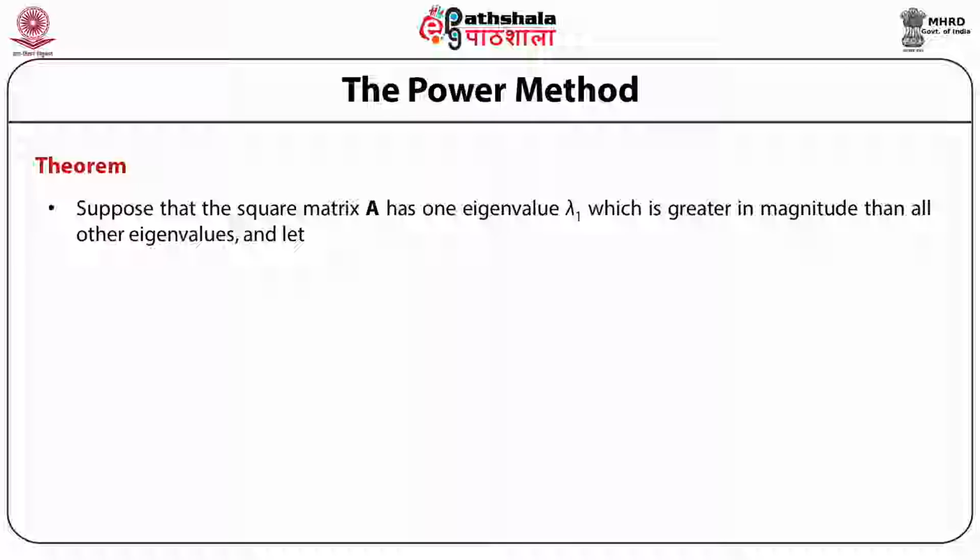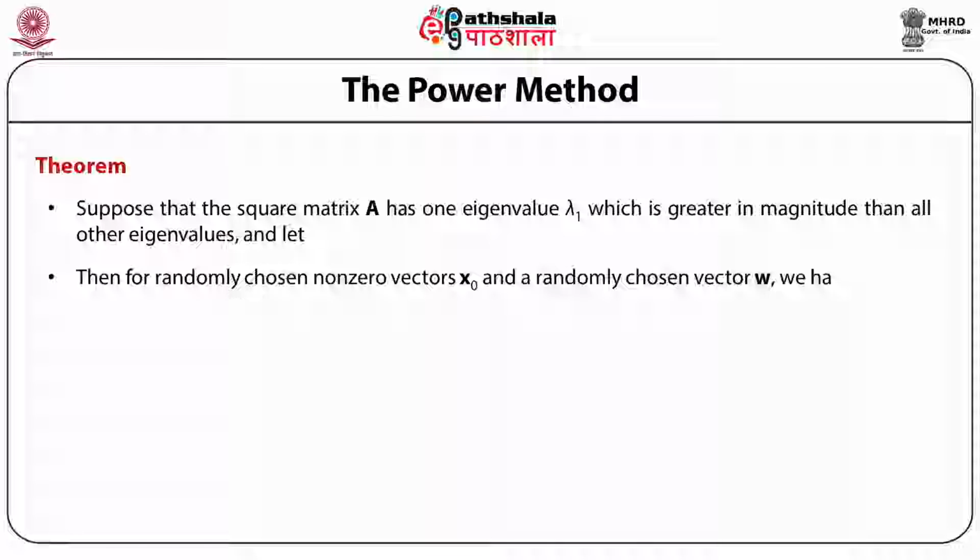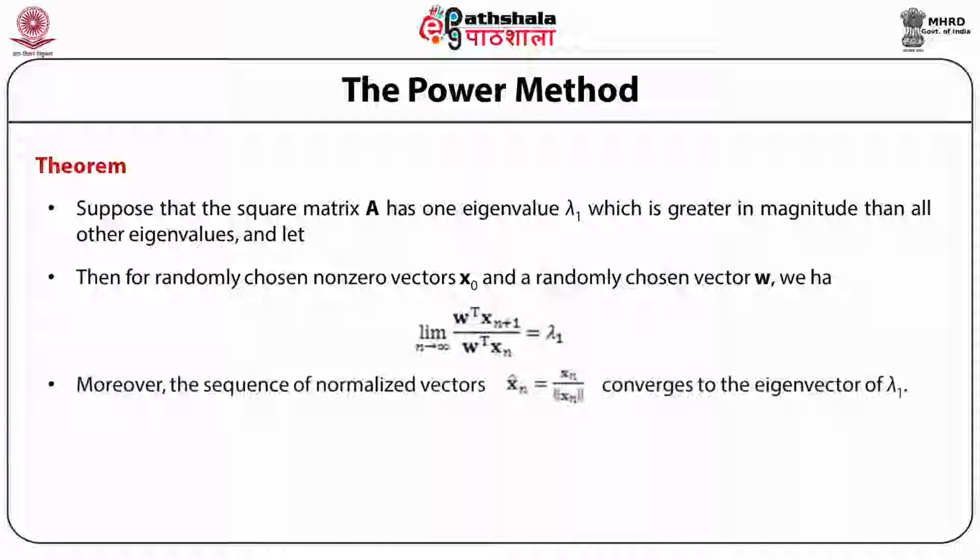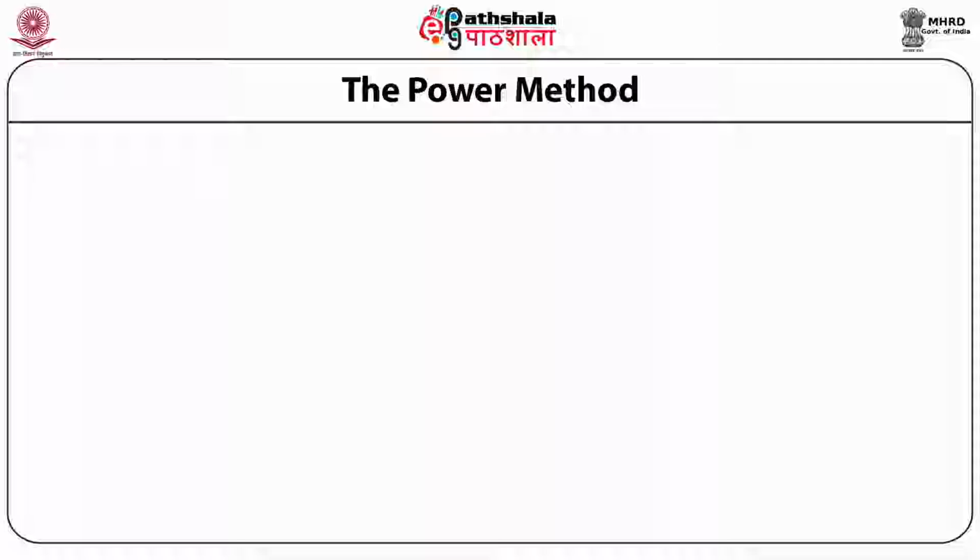Theorem. Suppose that the square matrix A has one eigenvalue lambda 1 which is greater in magnitude than all other eigenvalues, and let x_{n+1} equal A x_n. Then for a randomly chosen non-zero vector x0 and a randomly chosen vector w, we have the limit as n tends to infinity of w^T x_{n+1} divided by w^T x_n equals lambda 1. Moreover, the sequence of normalized vectors x_n divided by the norm of x_n converges to the eigenvector of lambda 1. Now let us see its proof.